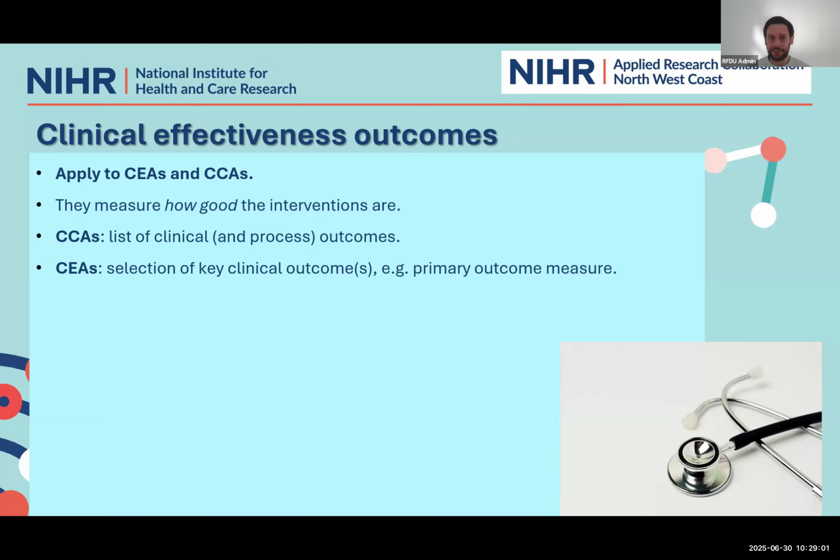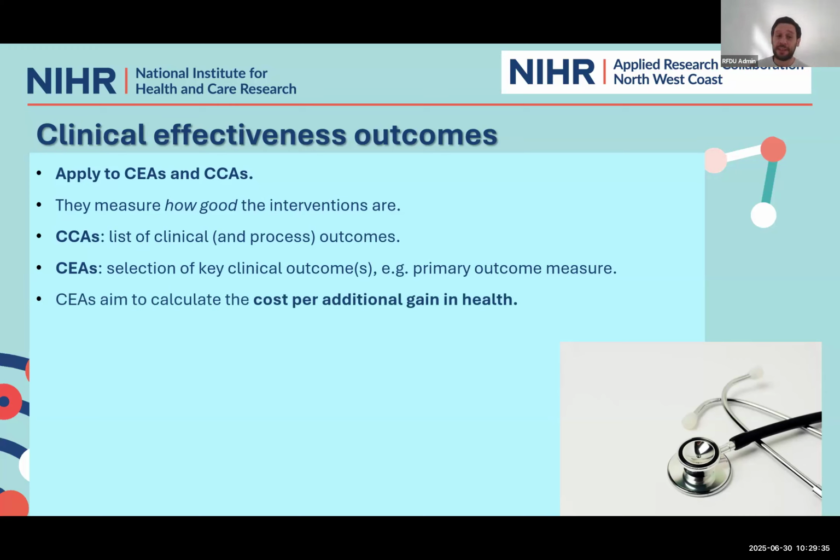And as I was saying before, in a CCA, we'll have a list of different clinical or even process outcomes sometimes. So not only health outcomes, for example weight loss, but also process outcomes, like satisfaction with a specific treatment, which in specific cases might be important. In a cost effectiveness analysis, instead, people will tend to focus around a primary outcome measure, which represents the effectiveness of the intervention.